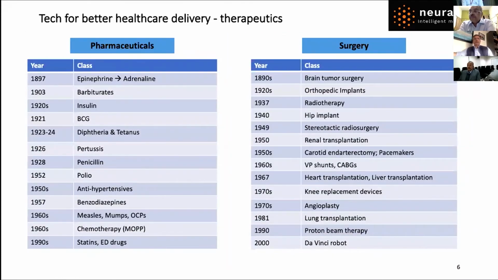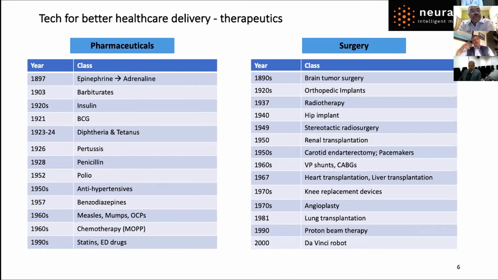The therapeutics journey also started, of course, thousands of years ago, but modern therapeutics really started somewhere in the 1900s, when adrenaline was the first mass-marketed drug by a company that doesn't exist anymore. Then there were barbiturates, insulin, BCG. Again, I won't go into details, but there's one interesting trend that comes out of this.